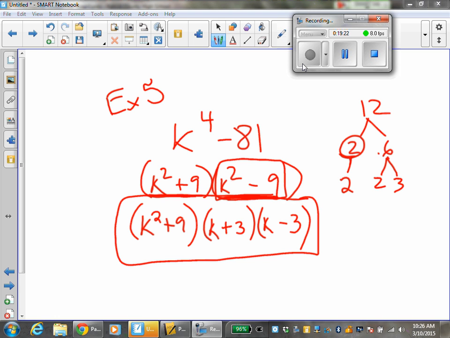This would be the actual answer. How many factors? 3. What's one of them? K squared plus 9, another, k plus 3, and k minus 3. It has 3 factors. Any questions on that? Everybody okay?